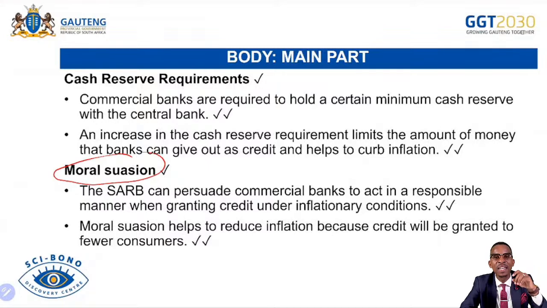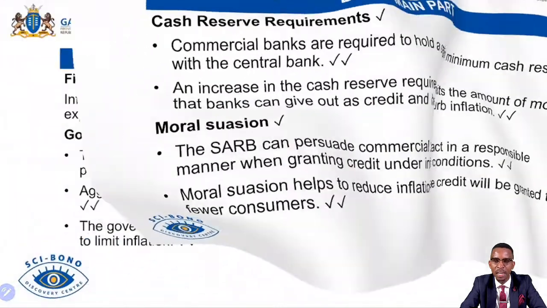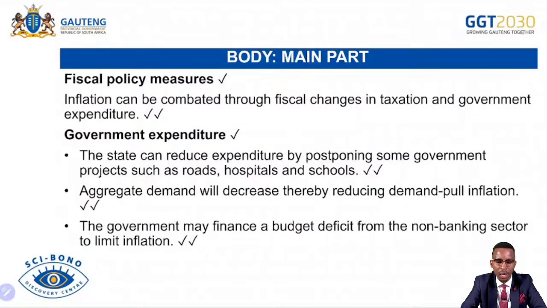So the Reserve Bank must act quickly to ensure that credit is not highly created so that it can curb the demand for goods and services, thereby reducing inflation. The South African Reserve Bank can persuade commercial banks to act in a responsible manner when granting credit under inflationary conditions. Moral suasion helps to reduce inflation because credit will be granted to fewer consumers, thereby reducing the demand for goods and services. Fiscal measures. Inflation can be combated through fiscal changes in taxation and government spending.